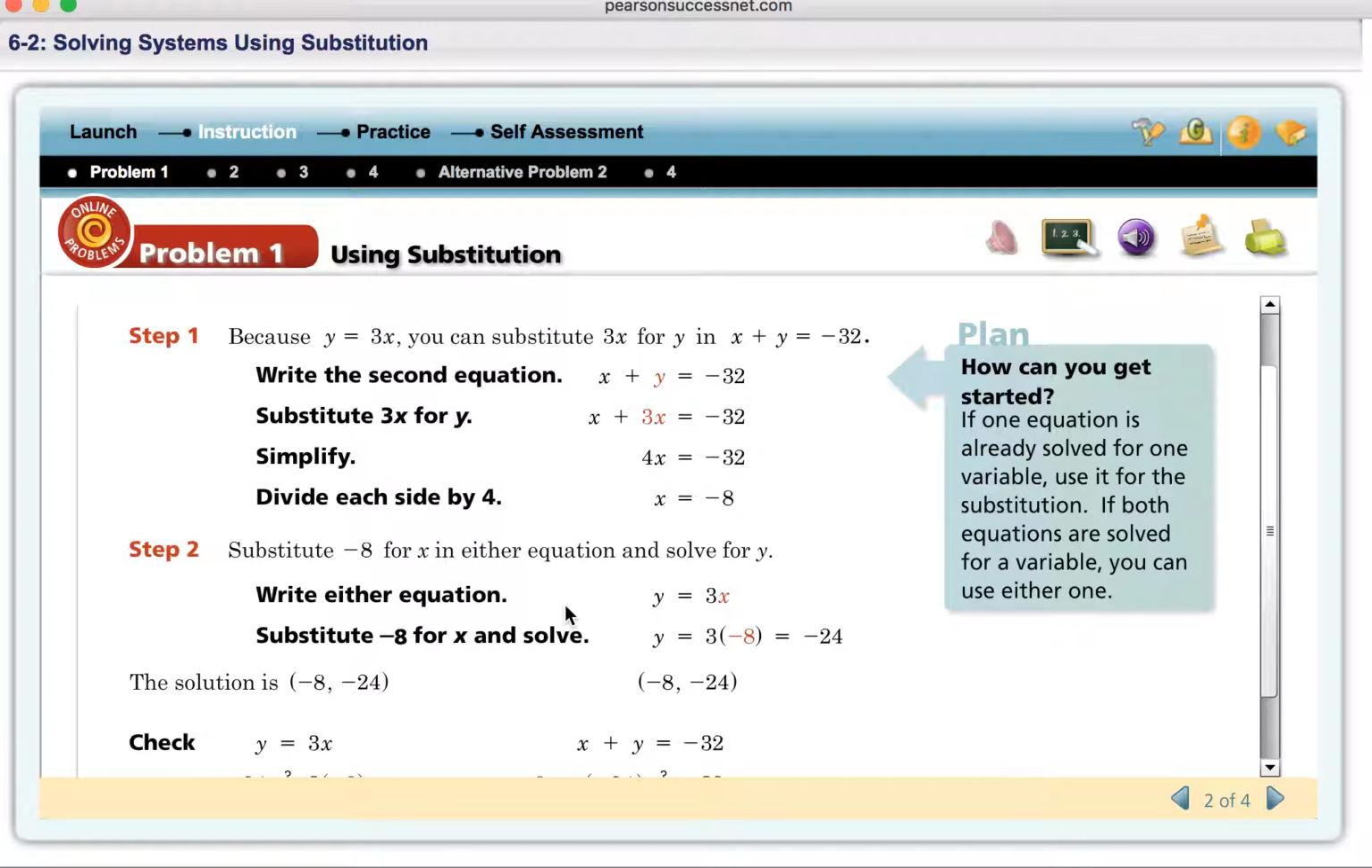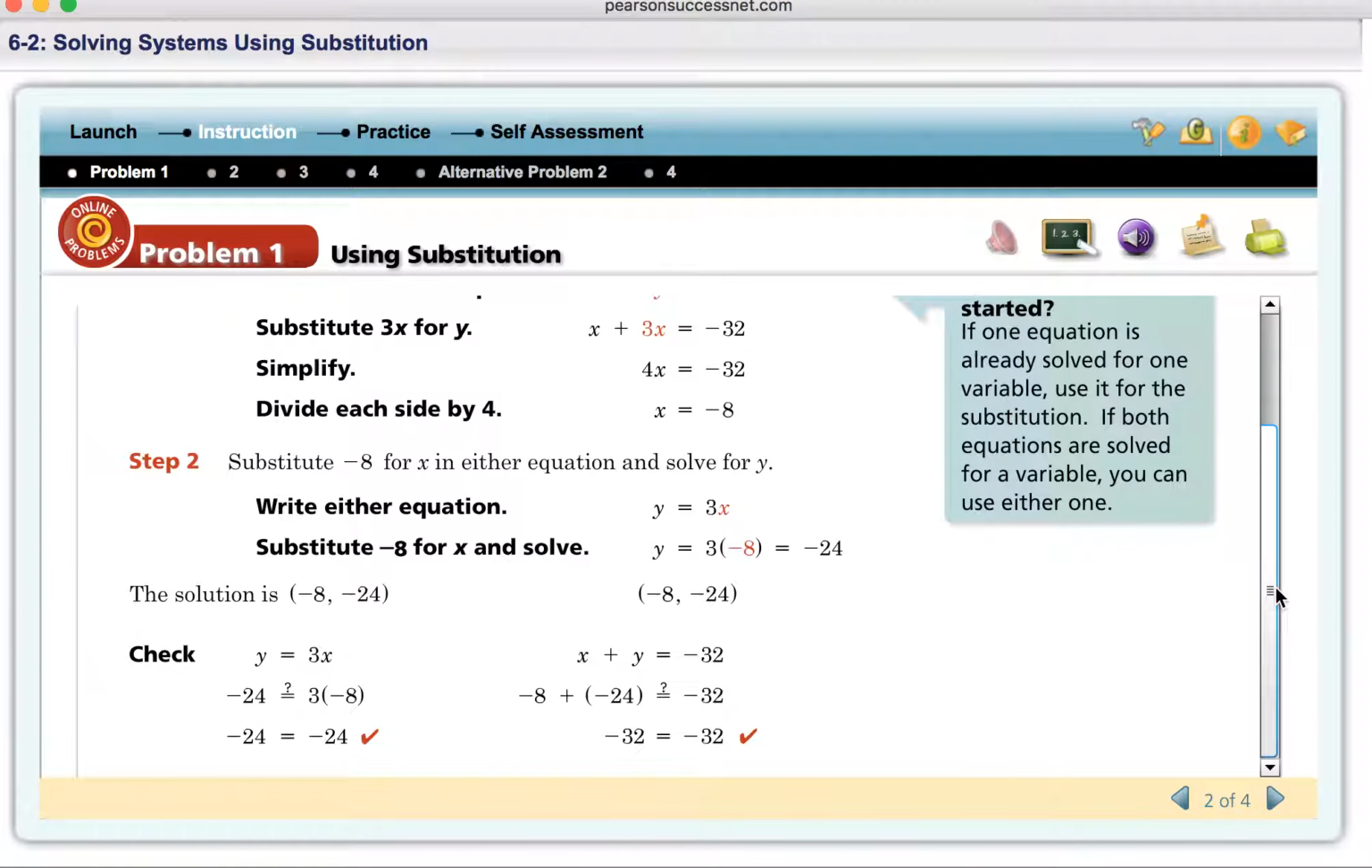Because we now know that x is equal to negative 8, we can go back into our original equation, y equals 3x. If x is negative 8, I can substitute negative 8 in for x. Then y is equal to 3 times negative 8, which is negative 24. So x is negative 8, y is negative 24. Again, we're looking for the point on the graph, the ordered pair where they cross each other. Without even looking at the graphs, I now know that these two equations meet at negative 8, negative 24.